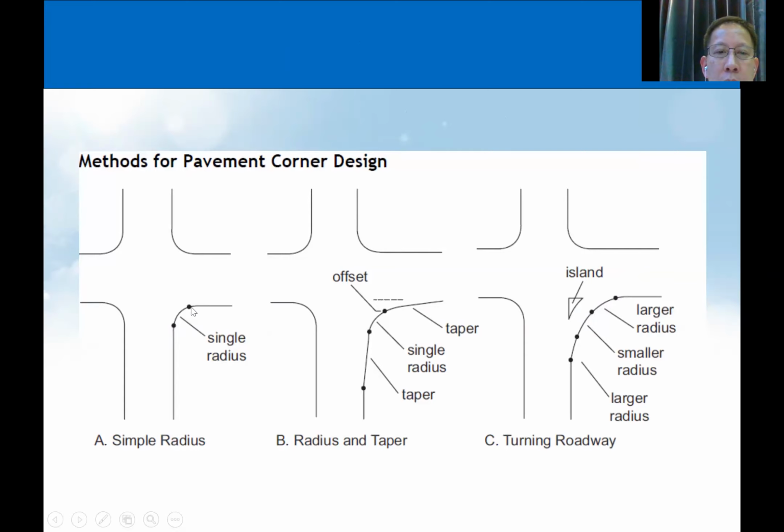Corner design. This is a simple radius. This is like the taper and radius. And this is like a compound. This one is different from B because the taper gives you more straight line, but this gives you more curved line. And the island here.